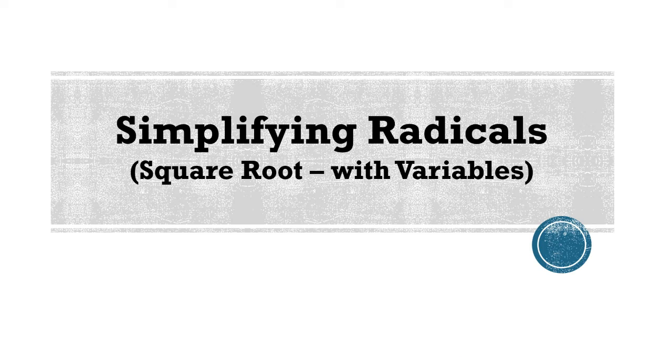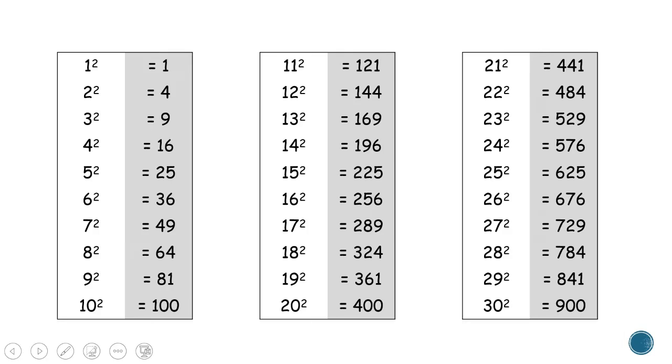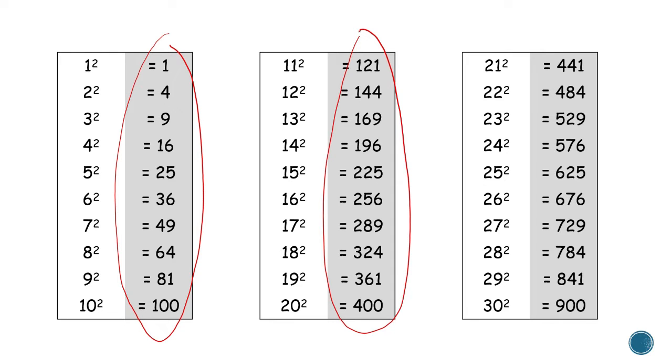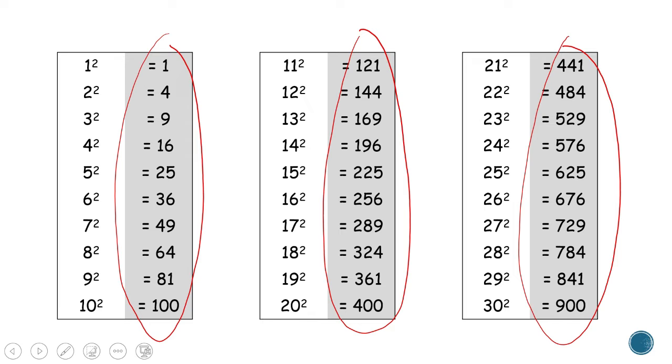Specifically, you will see square root problems with variables. Let me just show you this table first because I want you to remember these numbers. I'm talking about 4, 9, 16, 25 until 900. So these are the numbers that we will use to factor out the given numbers in radicals in order for us to simplify the given radicals.